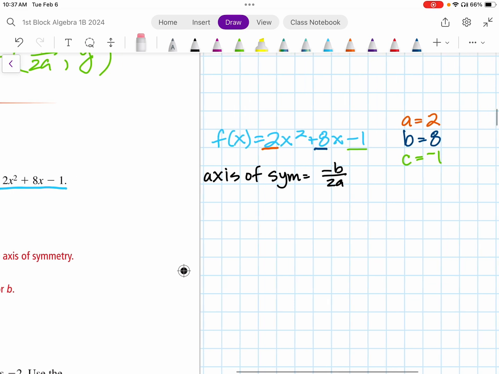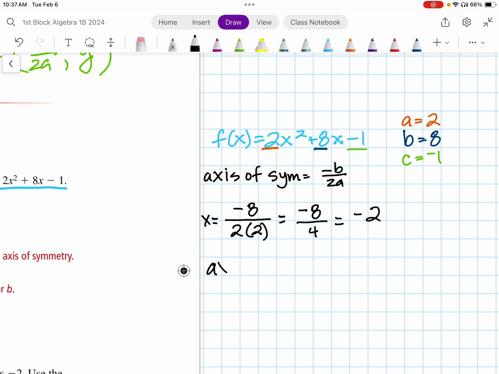All right, so we're going to take negative b over 2 times a. So negative b is negative 8, divided by 2 times a, which is 2. So this is negative 8 divided by 4, which equals negative 2. So our axis of symmetry is x equals negative 2.